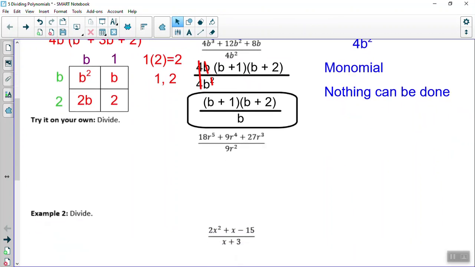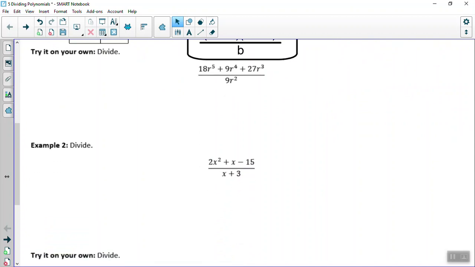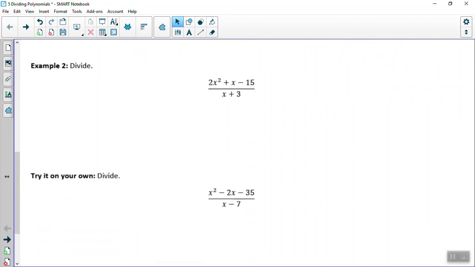So now you're going to have a try on your own here, but first let's go ahead and do another example. All right, so let's take a look at this one. They're asking us to divide these two things. So first we're going to start by factoring out the trinomial at the top. I look for greatest common factors. I don't have any. So I need to factor this out.